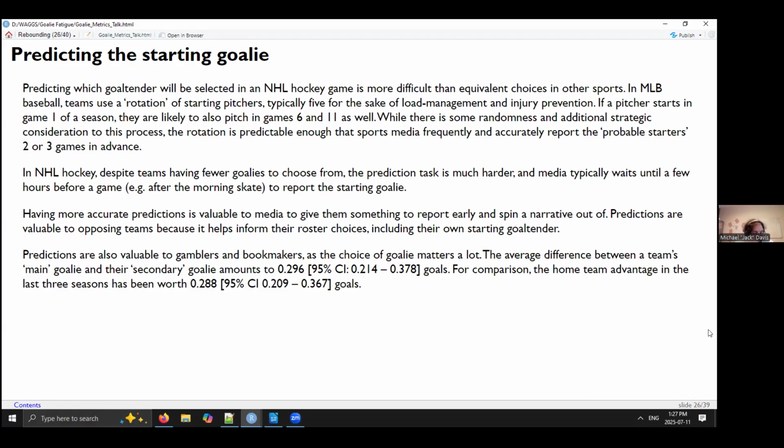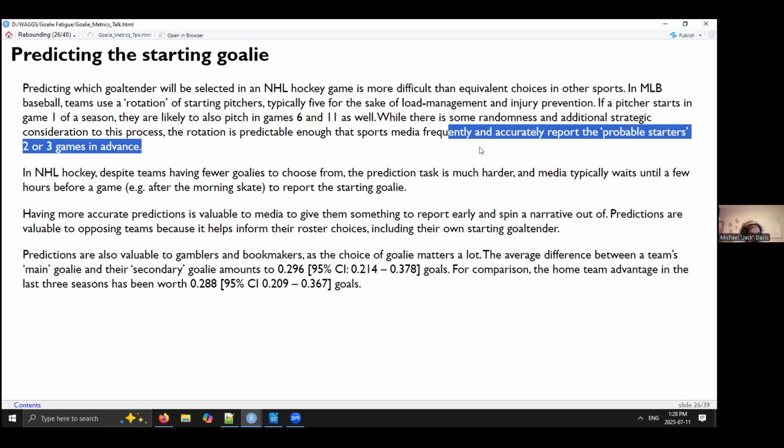So we have the concept of a rotation with pitchers, so that if in game one of the season we know who a pitcher is, we also have a pretty good idea of who the pitcher will be for game 6 and game 11 and game 16 and game 21, if it's a 5 pitcher rotation, which is pretty standard. Although there's some randomness to that and additional strategic consideration, like who's injured, who's on a tear, who are you facing, the rotation is predictable enough that sports media frequently will report probable starters 2 or 3 games in advance.